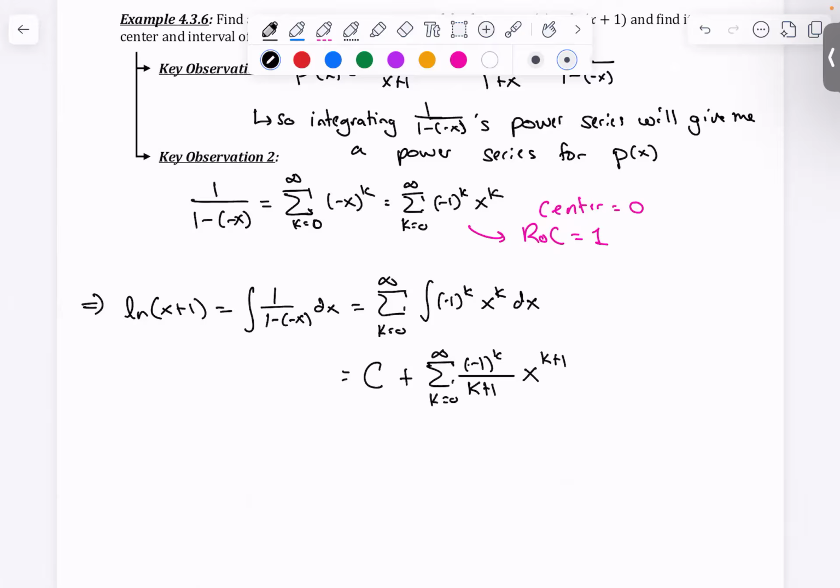So the negative 1 to the k doesn't depend upon x. It's just a constant for each individual k. And then x to the k for each k, the integral of that by the power rule of integration is x to the k plus 1 over k plus 1. So we have that. Are there any questions on that?